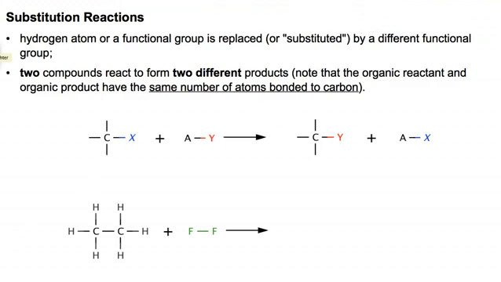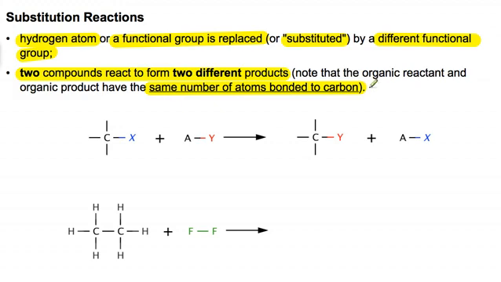Another type of reaction, substitution reaction. So in this case, a hydrogen atom or a functional group is replaced or substituted by a different functional group. Okay, and there is an electronegativity basis to this, but we're not going to get into that. But by recognition, 2 compounds react to form 2 products. But make note, the bonding of the carbon in the organic product does not change. We don't change the number of bonds or number of atoms bonded.